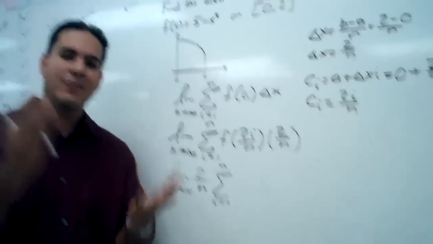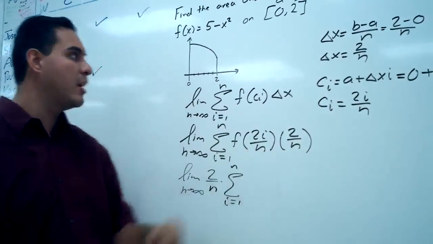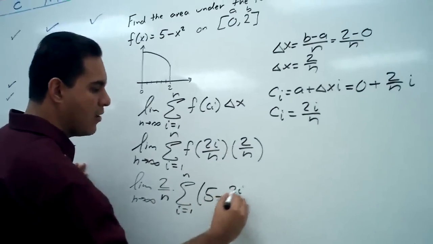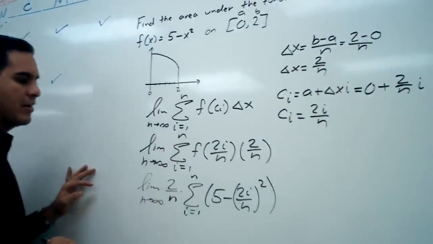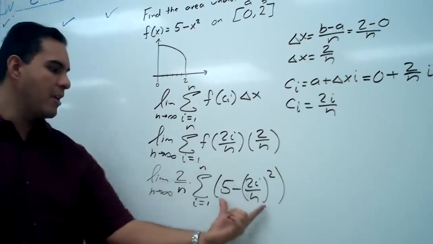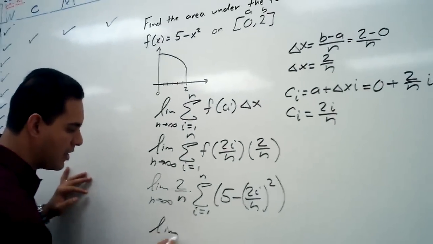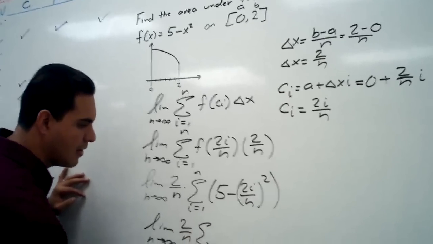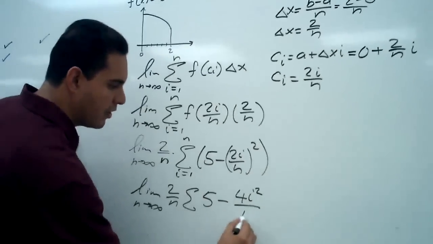Now you guys, we've done this many times. The function is up here, 5 minus x squared. We're plugging 2i over n into it, so that's going to become 5 minus 2i over n, the quantity squared. And the 2 over n is out here. So f of 2i over n becomes this. Simplifying in our next step a little bit, that is limit as n approaches infinity of 2 over n summation of 5 minus 4i squared over n squared.